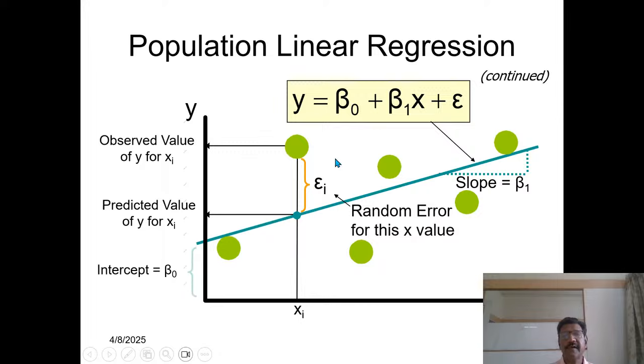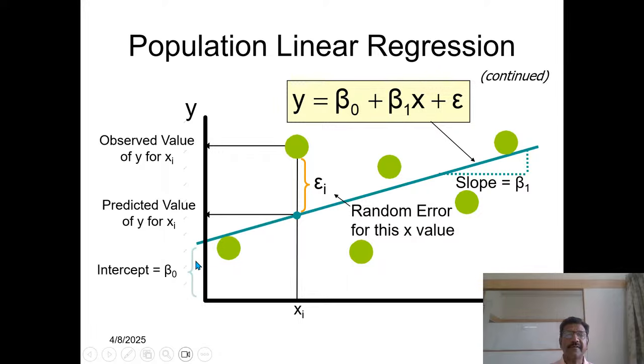This is the graphical relationship. Eta means the random error for this x value. The line is what we have plotted, and from the line, this much distance to the sample data point is the error. If we neglect this eta, then only this much formula we have to use.